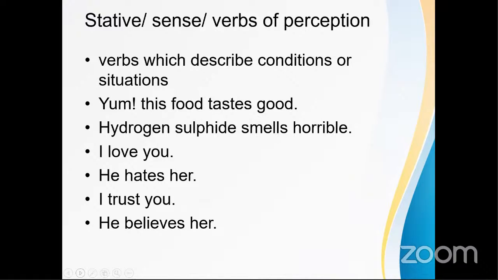verbs like love, hate, believe, trust, understand. Stative verbs. You call them sense verbs or verbs of perception also. He hates her. Not he is hating her. I trust you. Not I am trusting you. He believes her. Not he is believing. These verbs are usually stative.